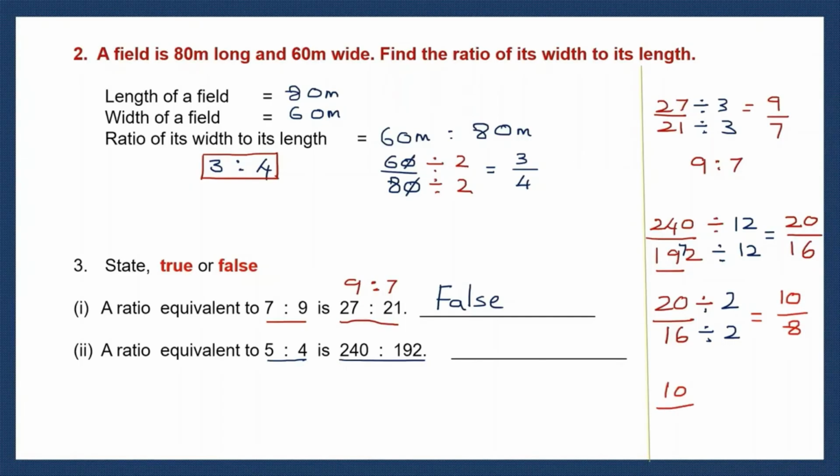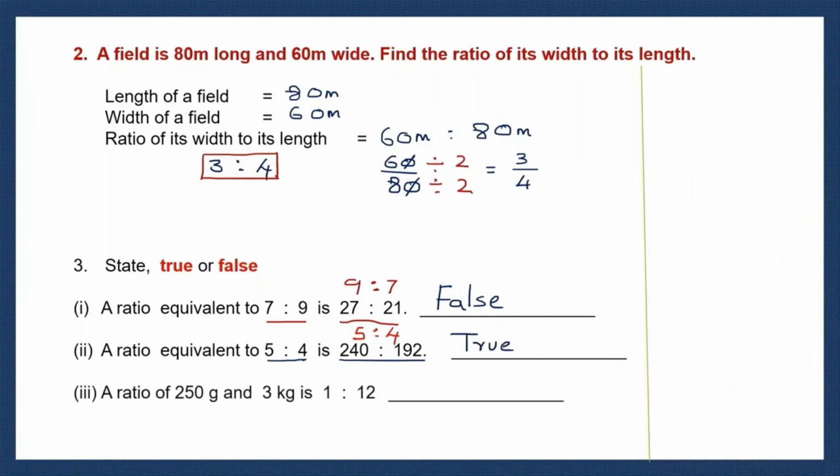Now 10 by 8 can be reduced further. Again, both can be reduced using 2 again. So let's use 2 here. 2 5s are 10 and 2 4s are 8. So our ratio here is 5:4. So let's go to the question. Question 2. First ratio is 5:4. Second one, when I reduced it, I got 5:4. That means both these ratios are equivalent. So that statement is true.